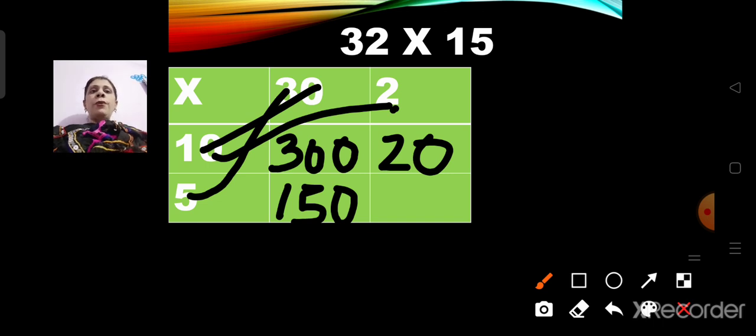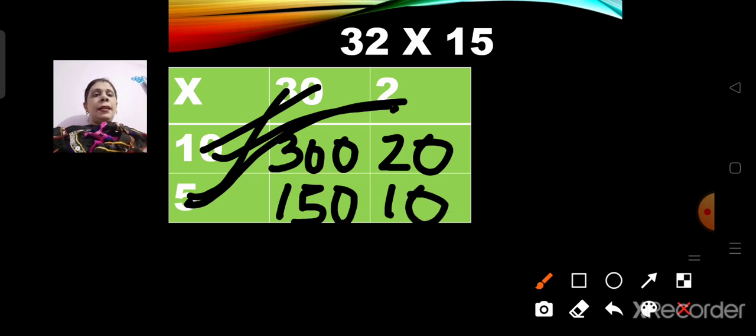Now what am I going to do? I am going to multiply 2 by 5. Okay. 2 ones are 2, 2 twos are 4, 2 threes are 6, 2 fours are 8, 2 fives, I get my answer 10.